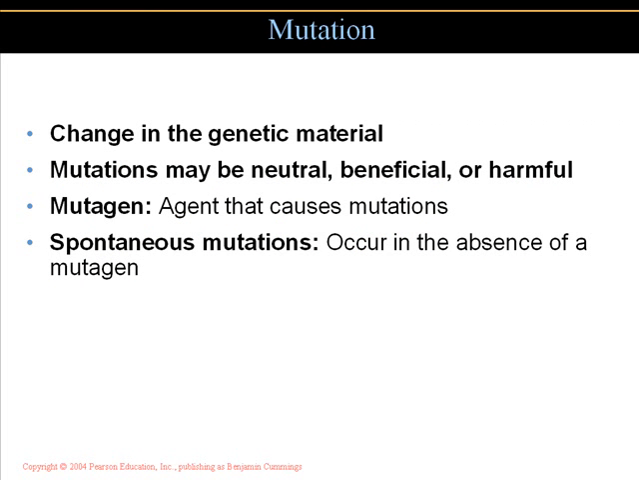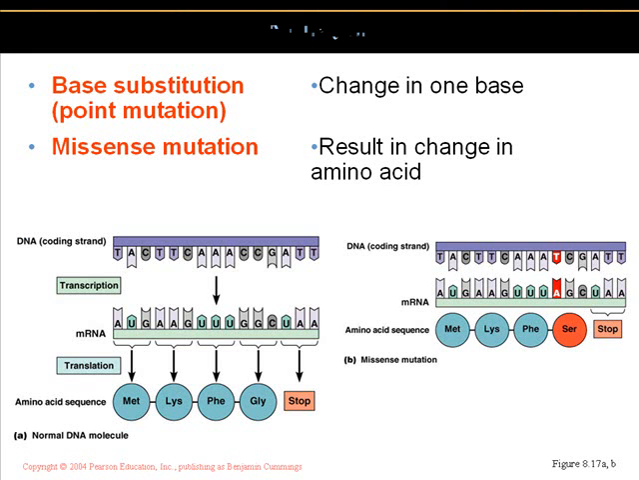Now, again, just as a review: mutations are changes in genetic material. Mutations can be neutral, beneficial, or harmful, depending on what we're trying to manipulate and what we're trying to control. Mutagens are basically agents that cause mutations. Spontaneous mutations occur in the absence of mutagens.